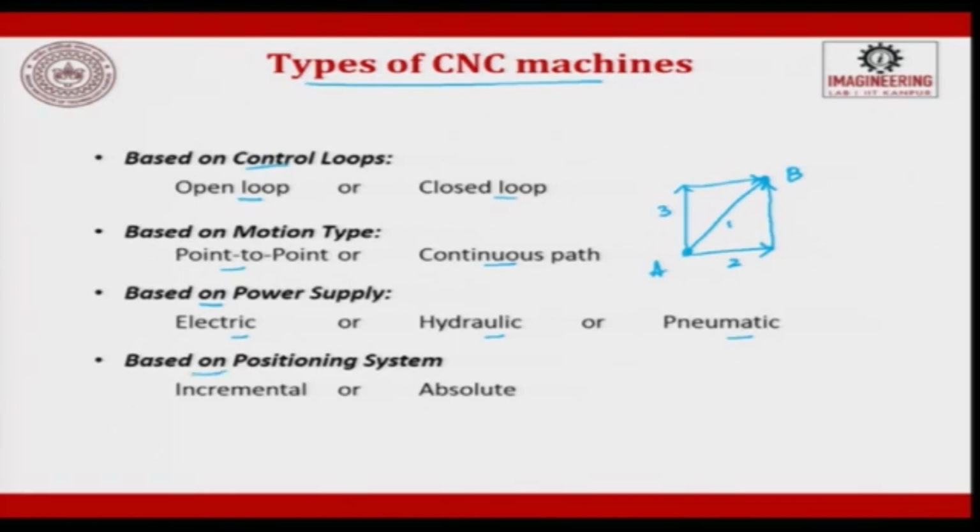The last one is based upon the positioning, it can be incremental, it can be absolute. Incremental means always with respect to the previous point, absolute means always with respect to a universal point, a standard reference point. So, these are the 4 different types of classifications in CNC machines we have. So, now let us see them in detail.